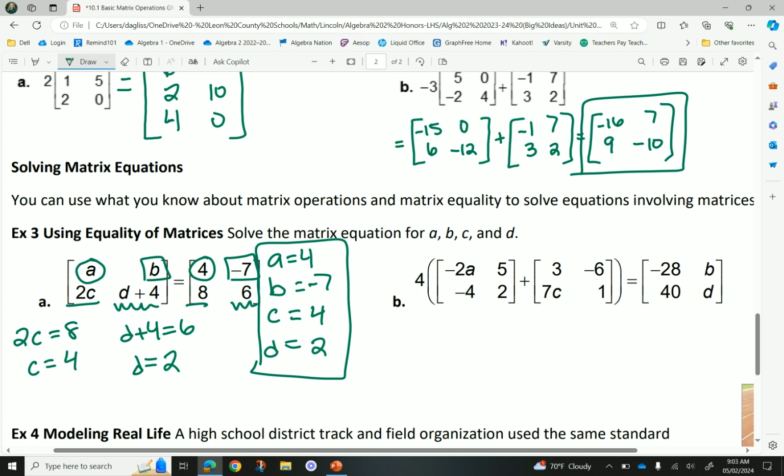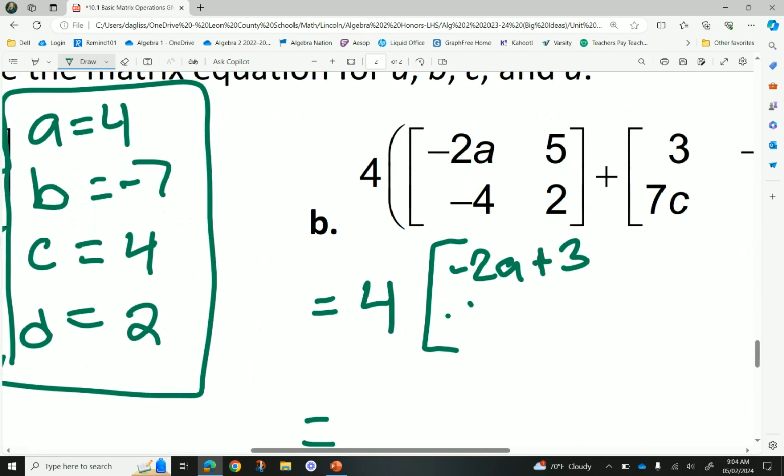So if you write large, leave enough room to do two sets of matrices below this, okay? Because I'm going to add first, and then I'm going to multiply by 4. So give yourself room to put 2 more columns down here. All right, so because it's in parentheses, we are going to add first. So -2a plus 3, well, that's just -2a plus 3. Nothing crazy, right? Below it, -4 plus 7c, well, that just stays -4 plus 7c.